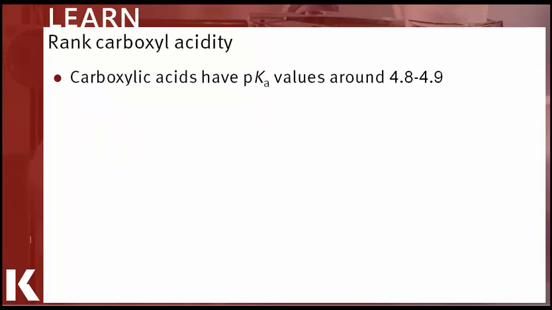Another thing that can help you gauge general acidity strength are pKa values. Carboxylic acids have pKa values around 5, so about 4.8 to 4.9. And also note that the lower the pKa, the better the acid. So things like HCl, H2SO4, those are very strong acids and have negative pKa's. A terrible acid like an alkane has a pKa around 50.